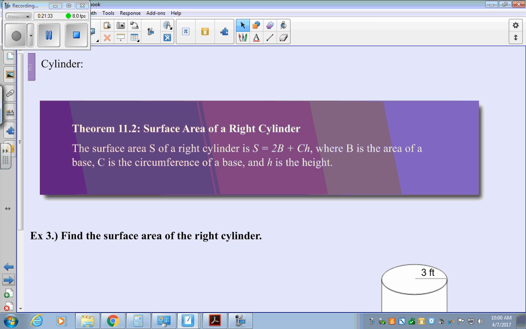All right, we're on to Maddie. Can you go ahead and pull the definition of cylinder for us?